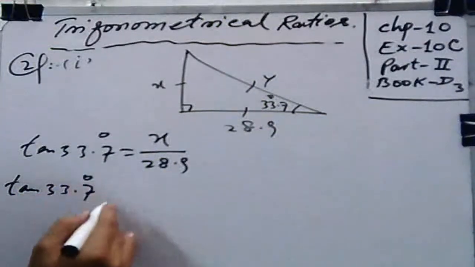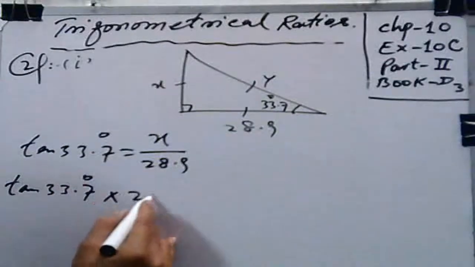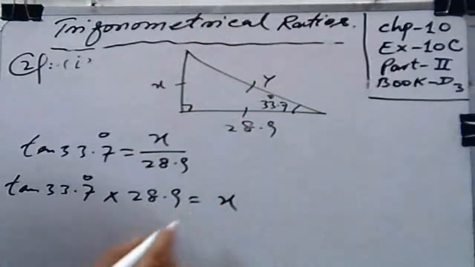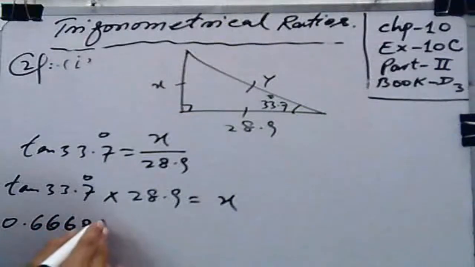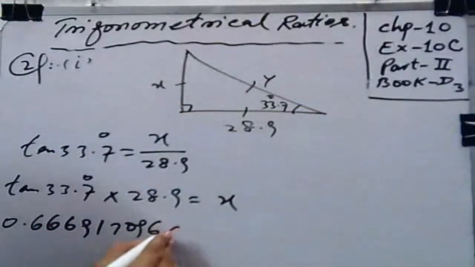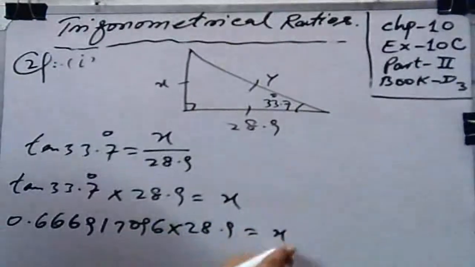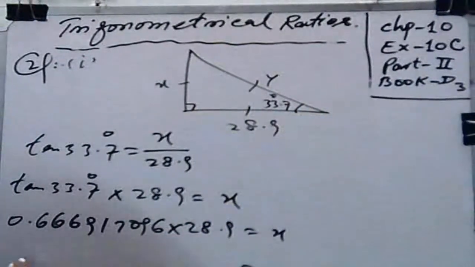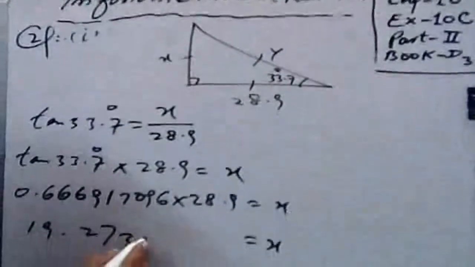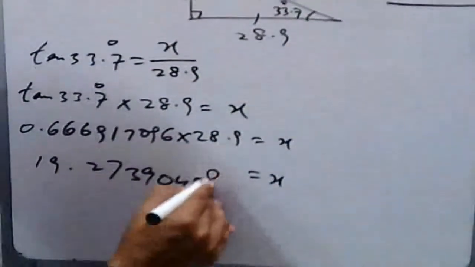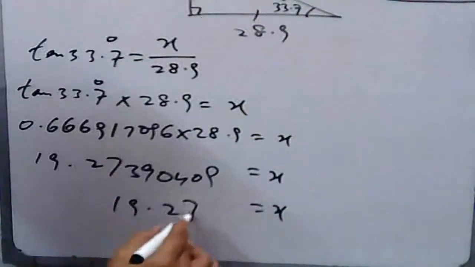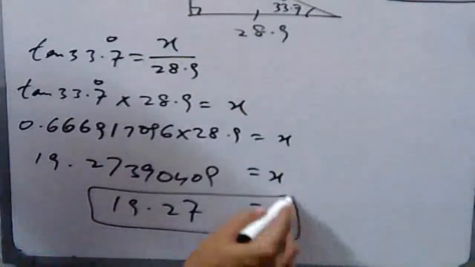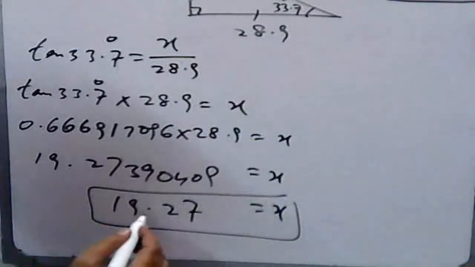easy because you don't get confused, that's why I'm not shifting anything. So by using cross multiplication, 28.9 is your x. Only just you have to find the value of tan 33.7, so you will get 0.6669179096 multiplied by 28.9 is equal to x. So what is the value of x? 19.27390409. So the value of x is up to 4SF 19.27 only, because it is less than 50%, so no need.